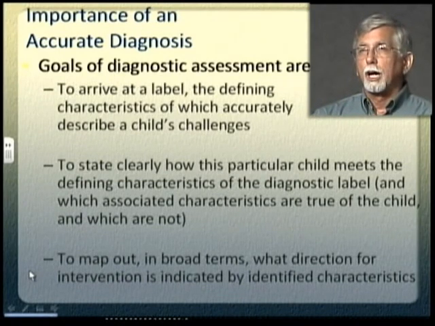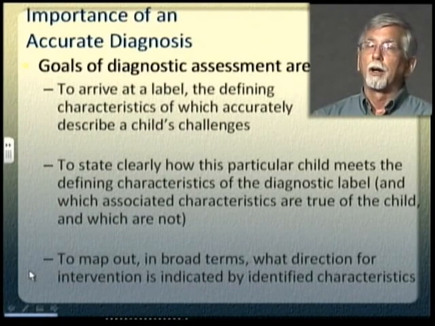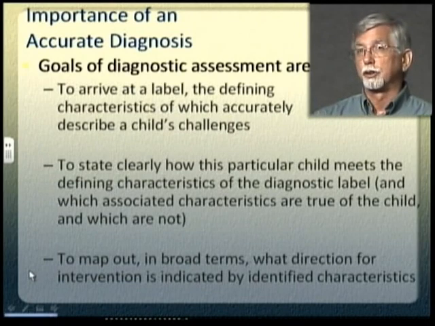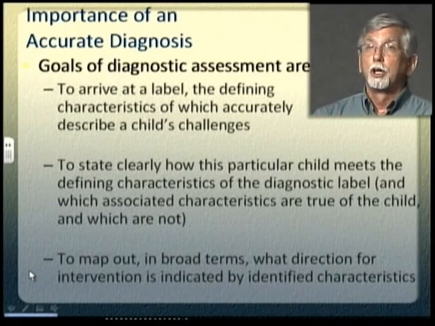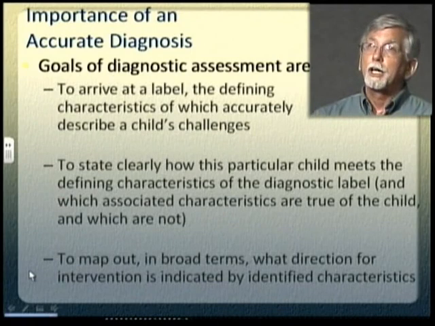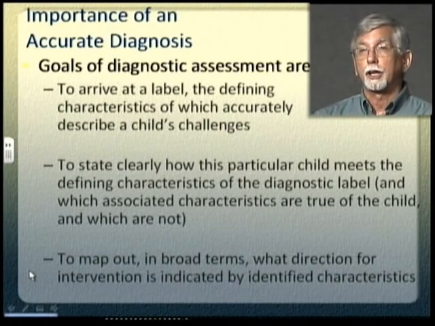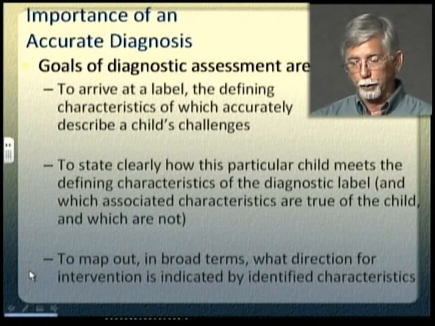A common example of this for children on the autism spectrum is the sensory differences that we often see. There are many children who are, for example, hypersensitive to auditory stimuli. This is not a defining characteristic of autism, but it is certainly seen very frequently in children on the autism spectrum. And if it's true in this child that we are evaluating, we want to be clear about that. We want to identify it specifically as a characteristic that is true of the child and that has implications then for intervention.